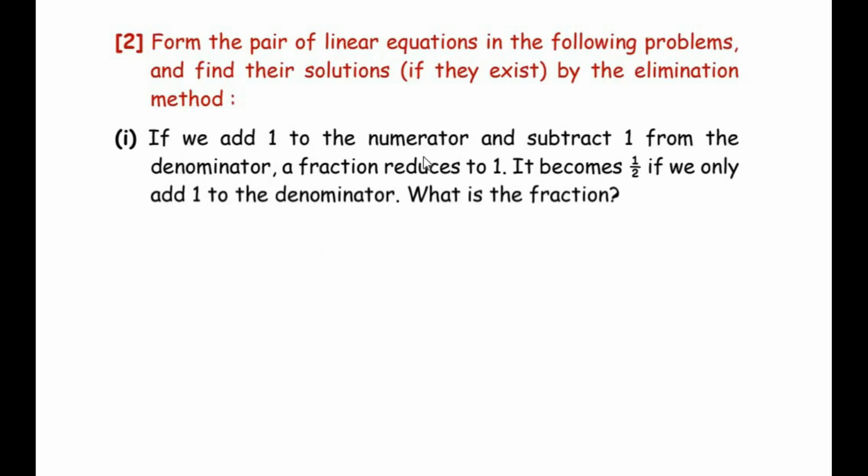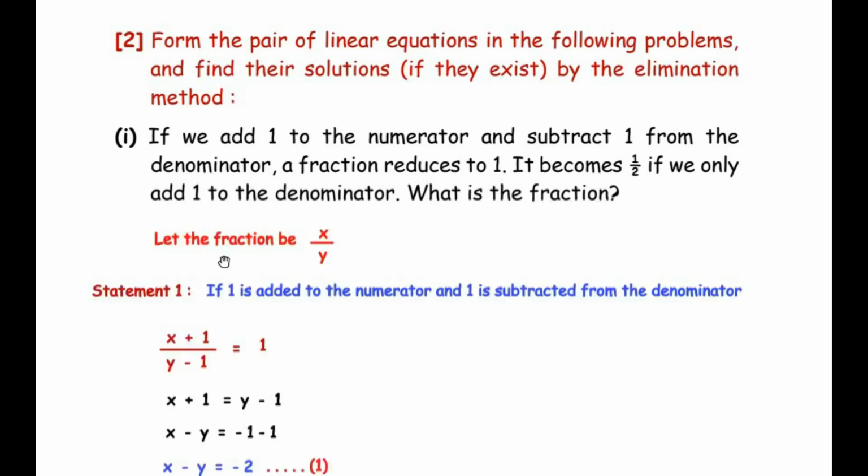If we add 1 to the numerator and subtract 1 from the denominator, a fraction reduces to 1. It becomes 1 over 2 if we only add 1 to the denominator. What is the fraction? So I'm going to explain this question step by step as we proceed. So here we have to find out the fraction. So let us say that the fraction is x over y. So here we have written, let the fraction be x over y.